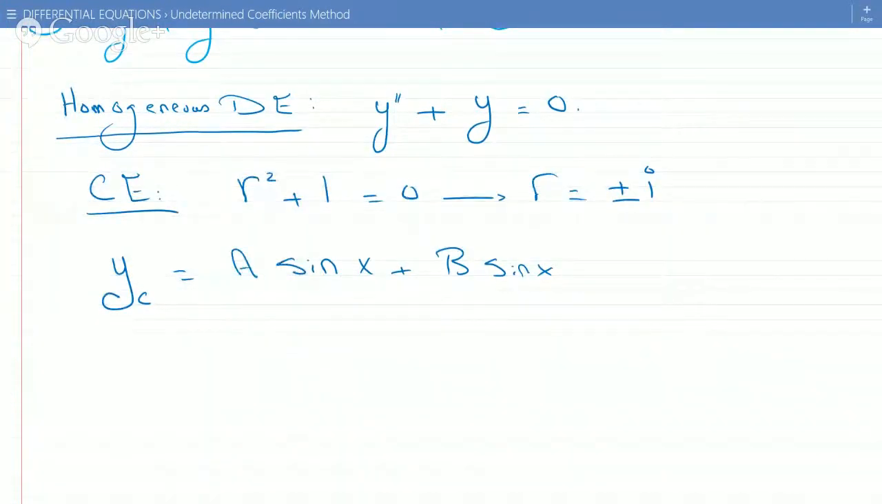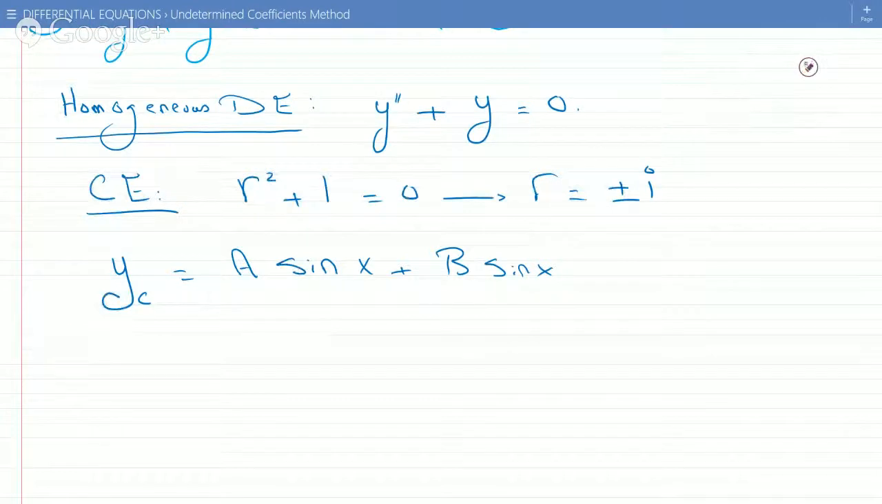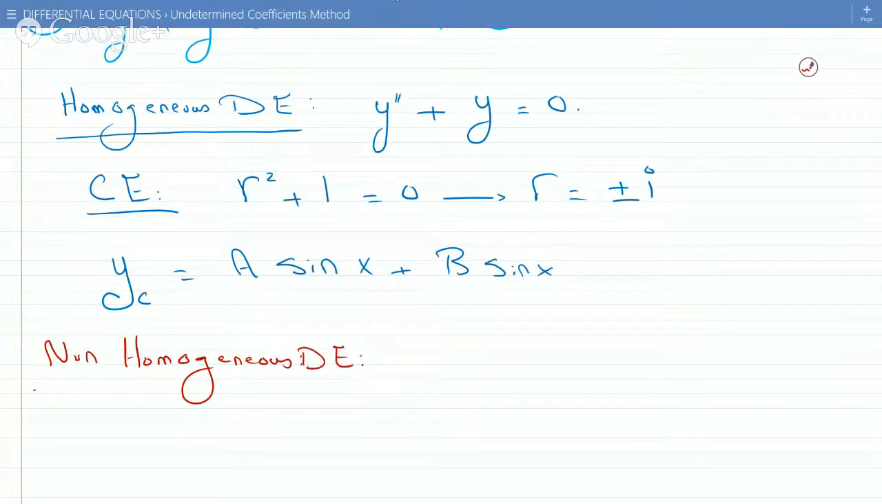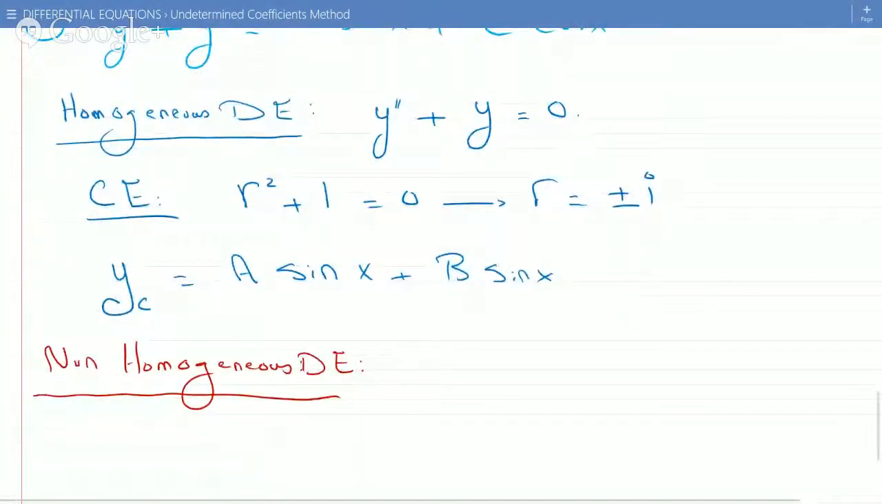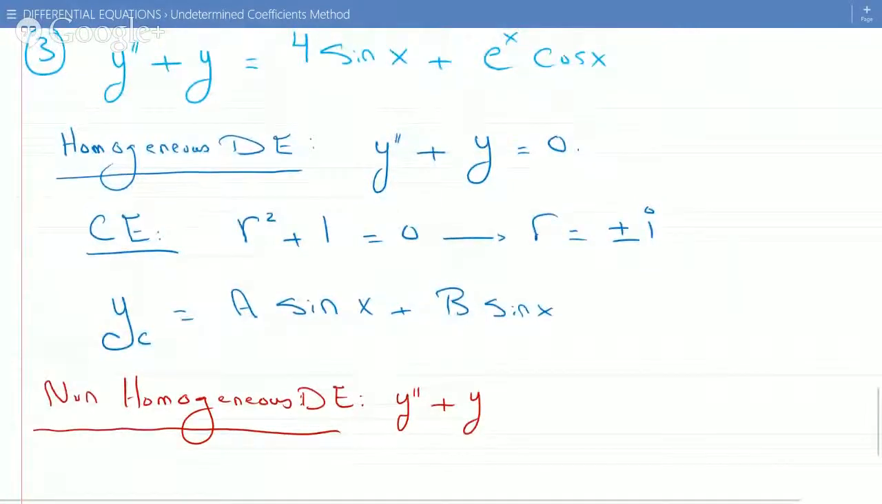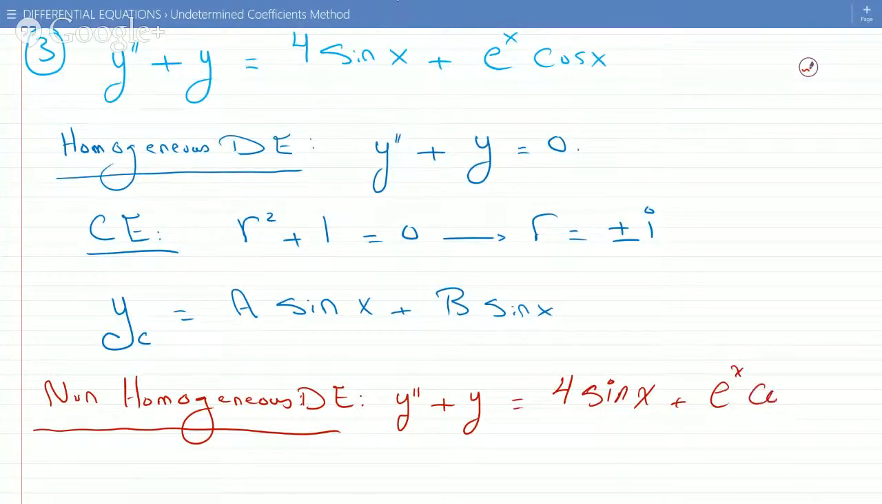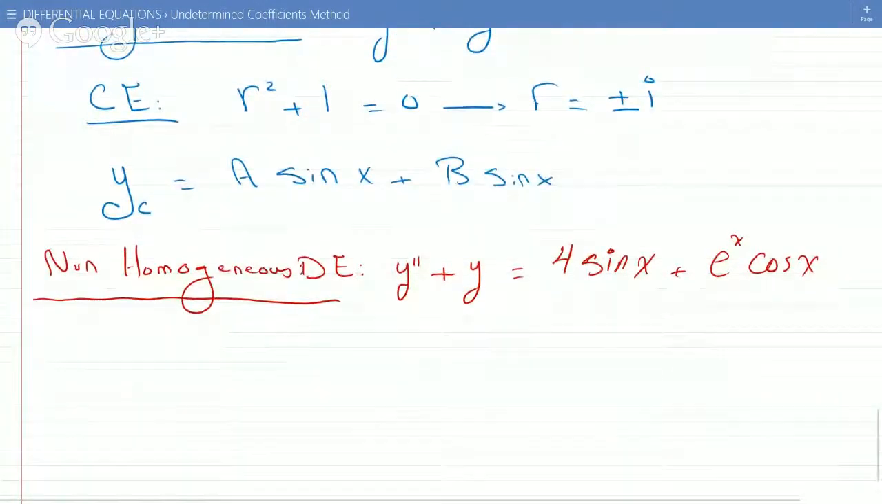You agree? So now we're going to do the non-homogeneous. So we're going to take care of the right-hand side now. So this is y double prime plus y equals 4 sin x plus e to the x cosine x. So for y particular, you're going to assume a solution of the form.